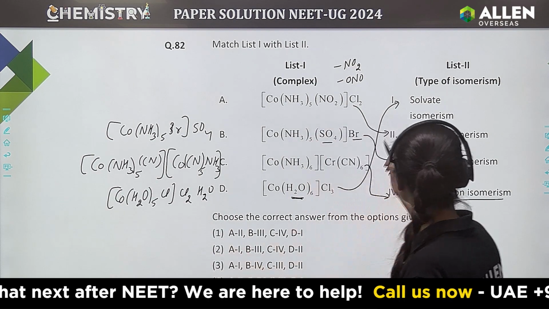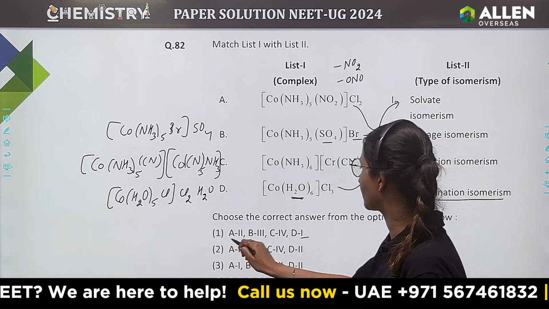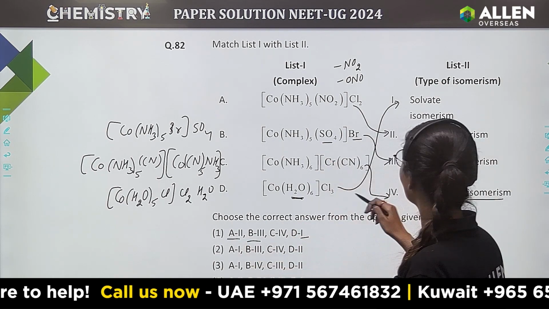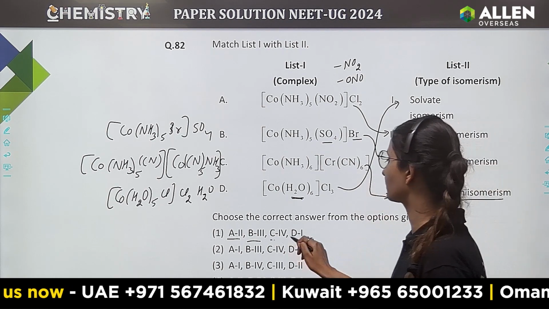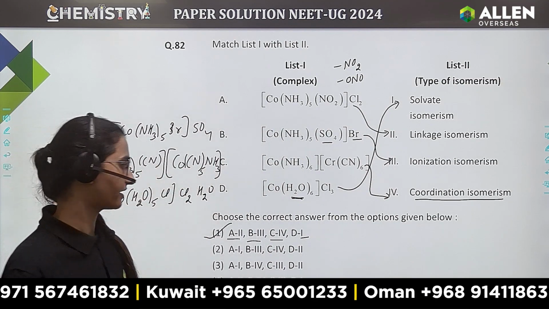So for D, what is the option? Let's check. D1, A2, B3, and C is 4. So option 1. Correct? All right.